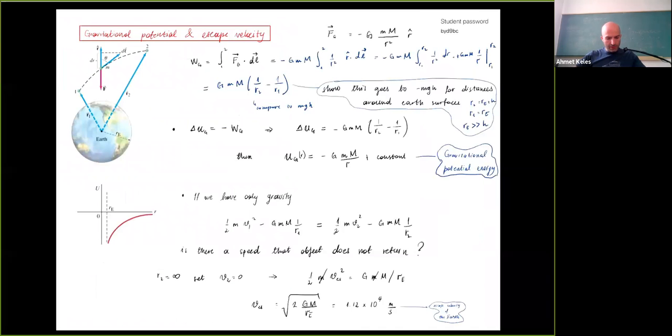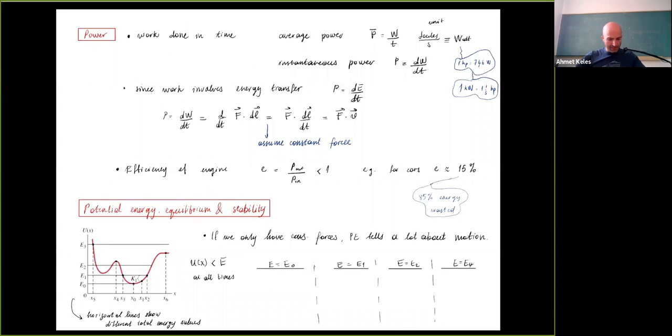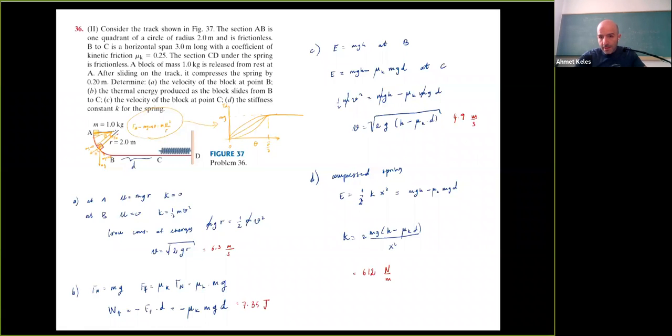And we introduced gravitational potential energy in a more general form with the inverse square law. We introduced some other definitions like power, and I showed you that you can look at the potential curves and then describe the motion. Okay? There are some questions.